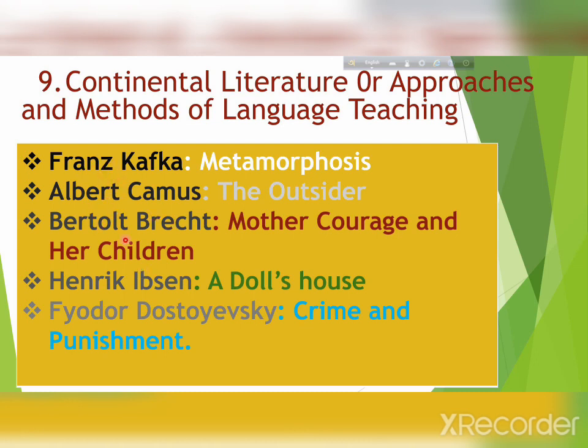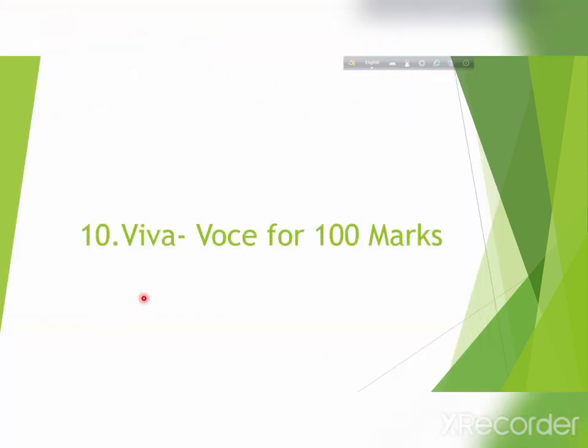Continental Literature includes these pieces of literature: Franz Kafka's Metamorphosis, Albert Camus' The Outsider, Bertolt Brecht's Mother Courage and Her Children, A Doll's House by Henrik Ibsen, Fyodor Dostoevsky's Crime and Punishment. And the last course is your Viva Voce. The Viva Voce will be held at the end of your final examination for 100 marks.